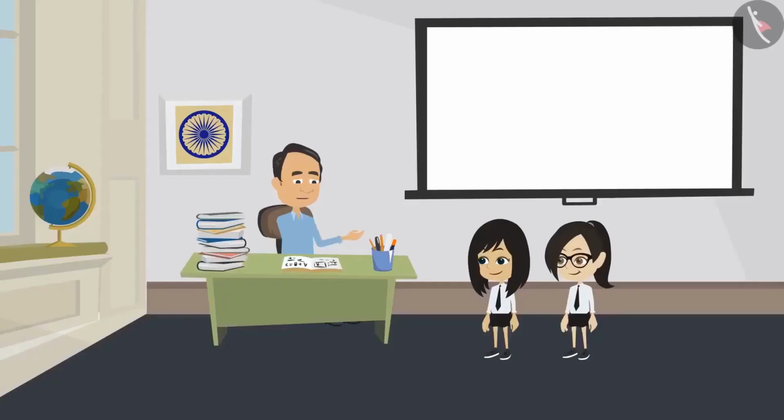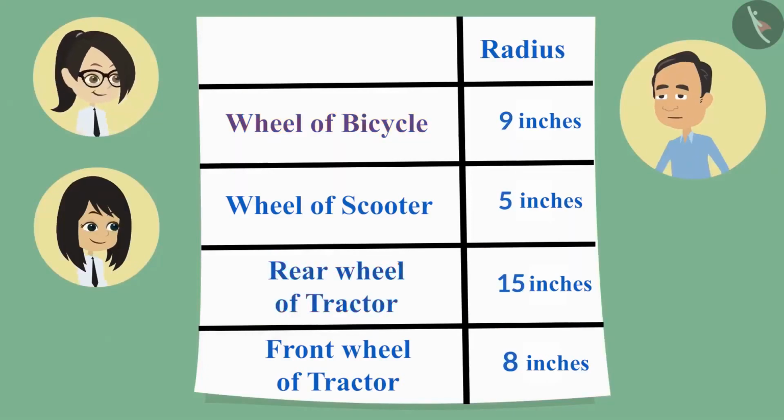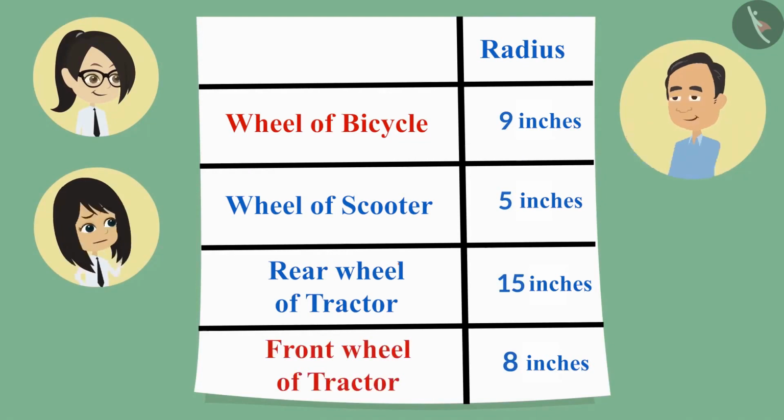Which wheel had the largest circle? The rear wheel of the tractor had the largest circle. And which was smaller, front wheel of the tractor or the bicycle? This will be a little difficult to tell.